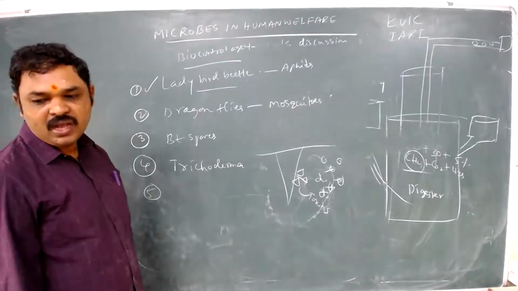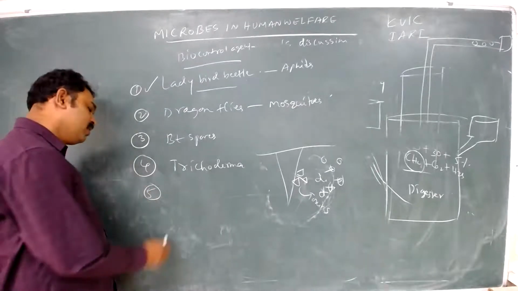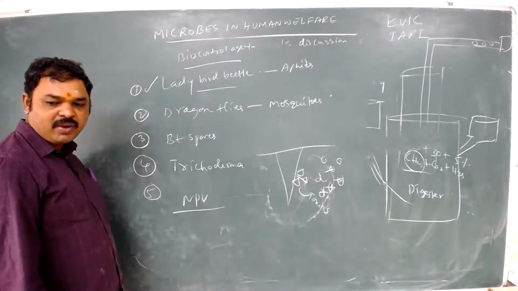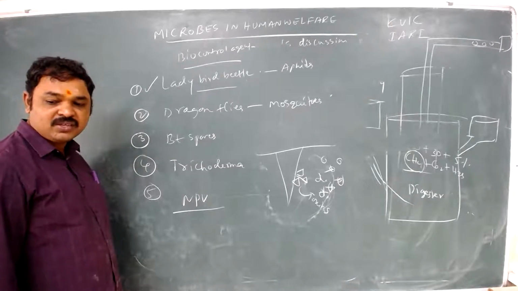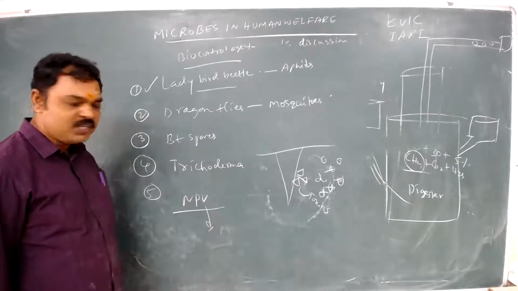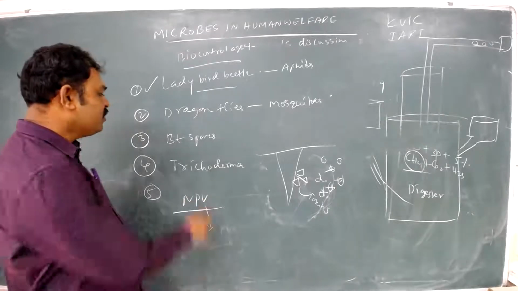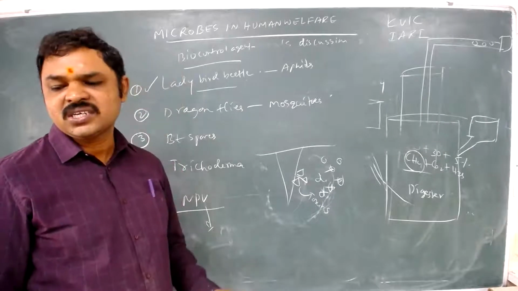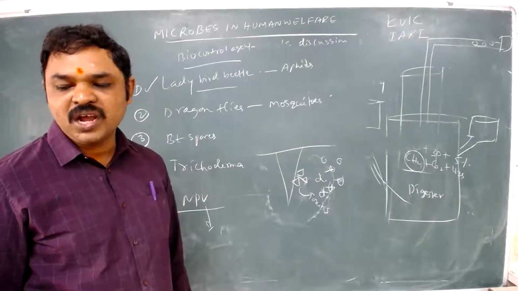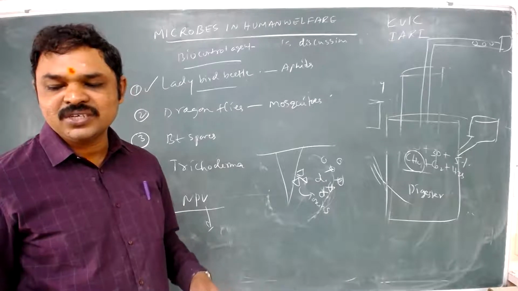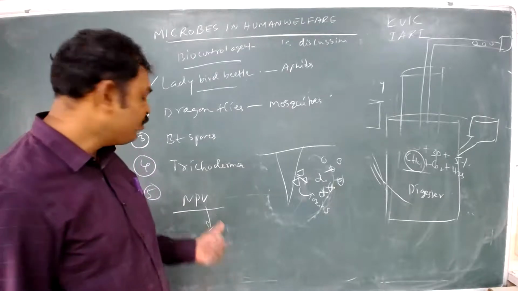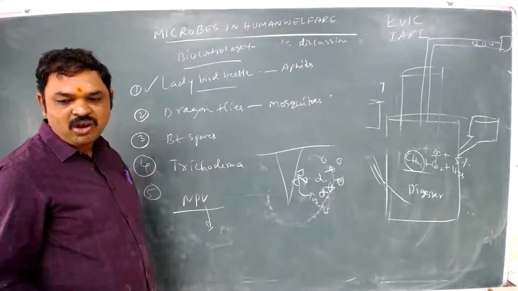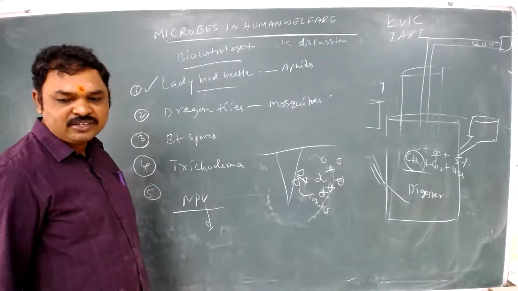And next, what would be there? Nuclear polyhedroviruses, NPV. But this is species specific. Suppose you see Trichoderma or Bt spores, these are not species specific. Several insects under Diptera, Lepidoptera, and Coleoptera can be killed by Bt spores. But now take nuclear polyhedrovirus. Not all insects are harmful; some insects are useful also.